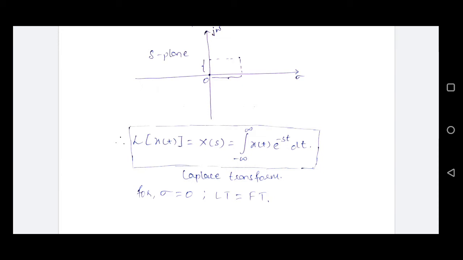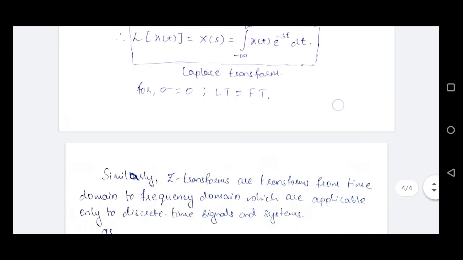Now this is true if s is defined as sigma plus j omega. If in the value of s, sigma is 0, then the Laplace transform reduces to the Fourier transform, because if sigma is equal to 0, then s will be equal to j omega only. So if s is equal to j omega, then the exponential in the integral will be e to the power minus j omega t, which is the standard definition of the Fourier transform. So for sigma equal to 0, the Laplace transform reduces to the Fourier transform.